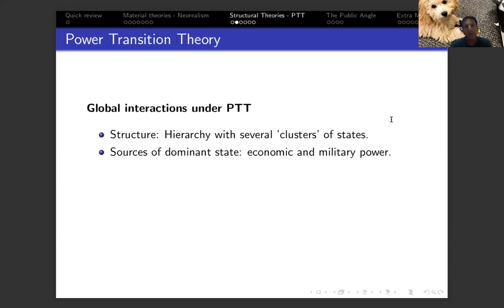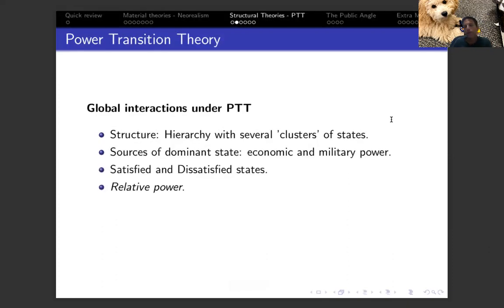Now, how do we understand the sources for the great powers or the dominant state? This is the economic and the military power. That's the foundations for the dominant state in the system. This is a combination of factors, including the national wealth, can be the GDP, that just can be the overwhelming military power that some states have.